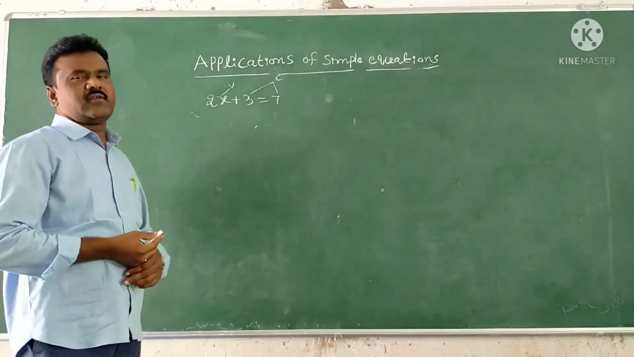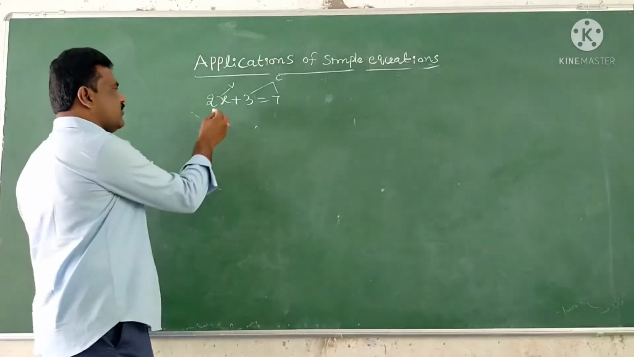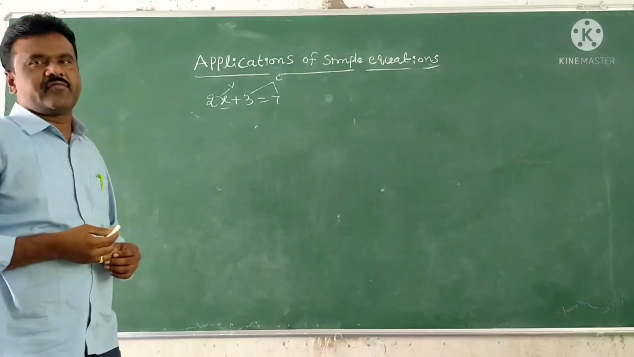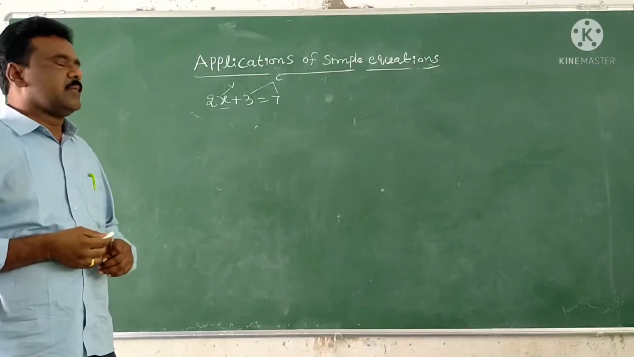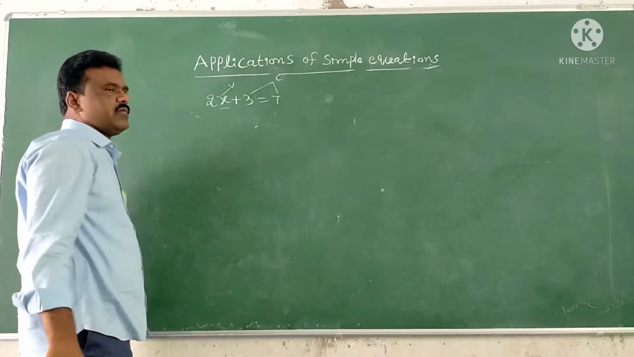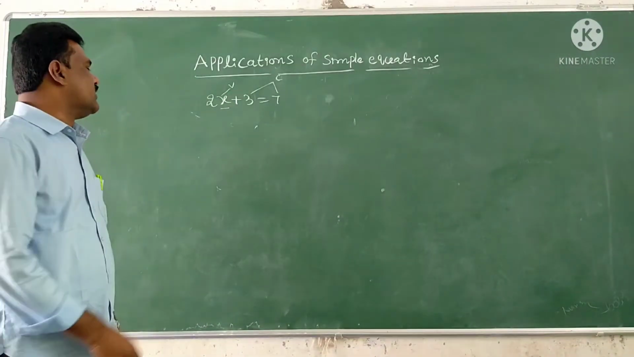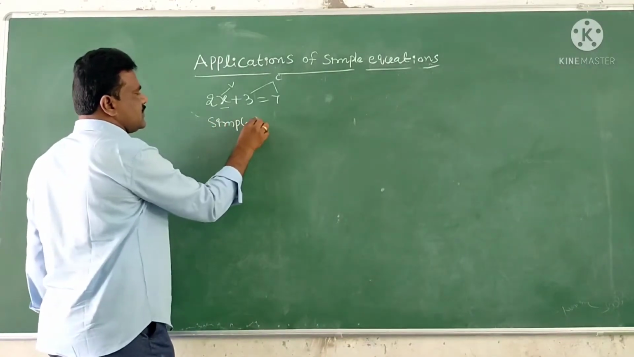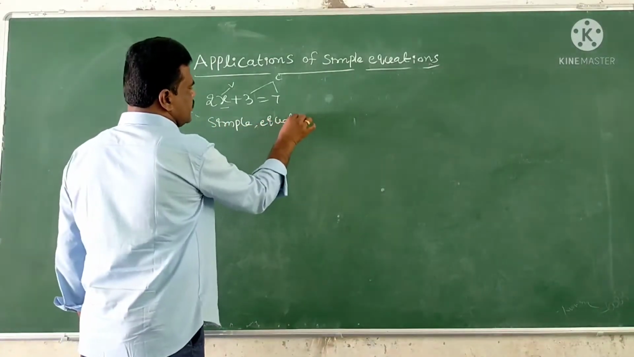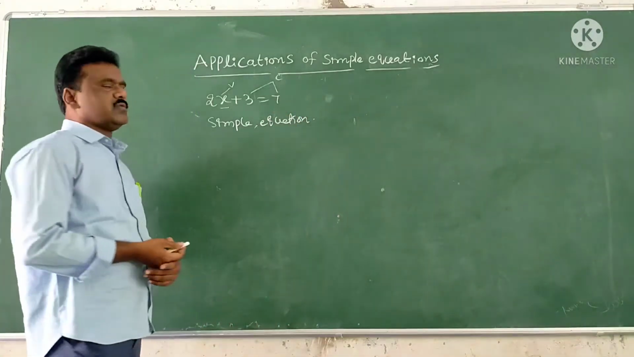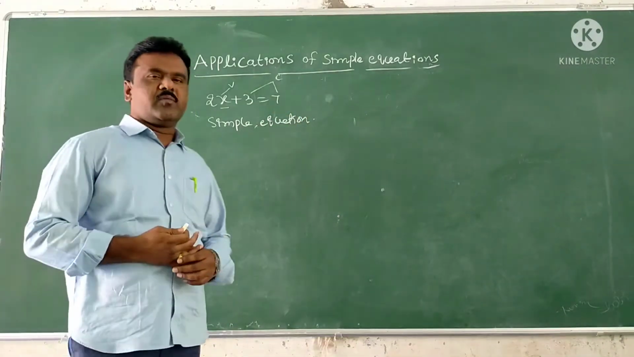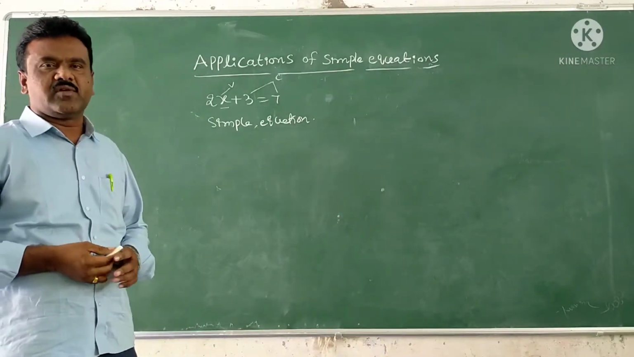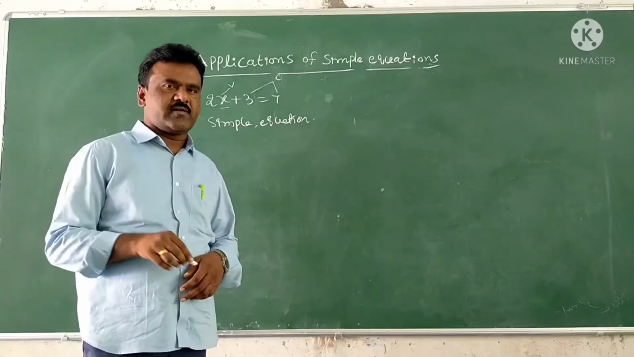How many variables are there? Here, only one variable is there, that is x. What is the power of variable x? Yes, the power of x is 1. So, this equation is called a simple equation. So, what do you mean by simple equation? Yes, simple equation is an equation in one variable with highest power 1.